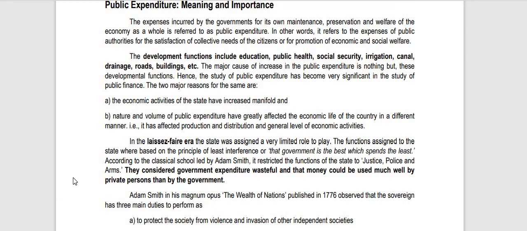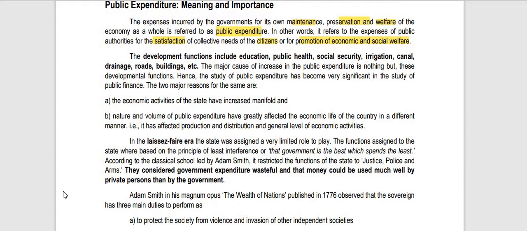To continue, let us discuss public expenditure and its meaning and importance. Remember that the expenses incurred by the government for the maintenance, preservation, and most likely the welfare of the economy are referred to as public expenditures. So when we say public expenditure, it is for the satisfaction of the needs of the citizens and for the promotion of economic and social welfare. So basically, public expenditure is for development.